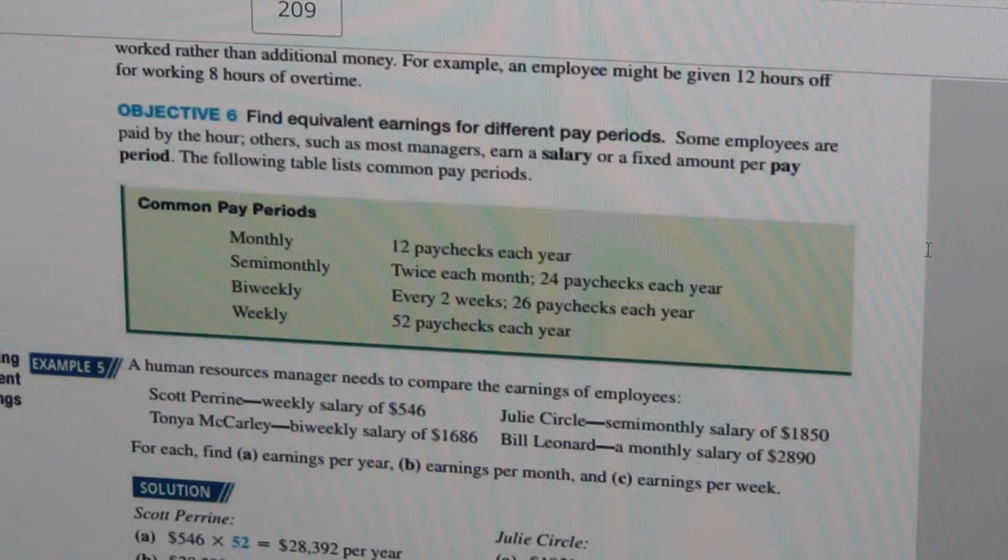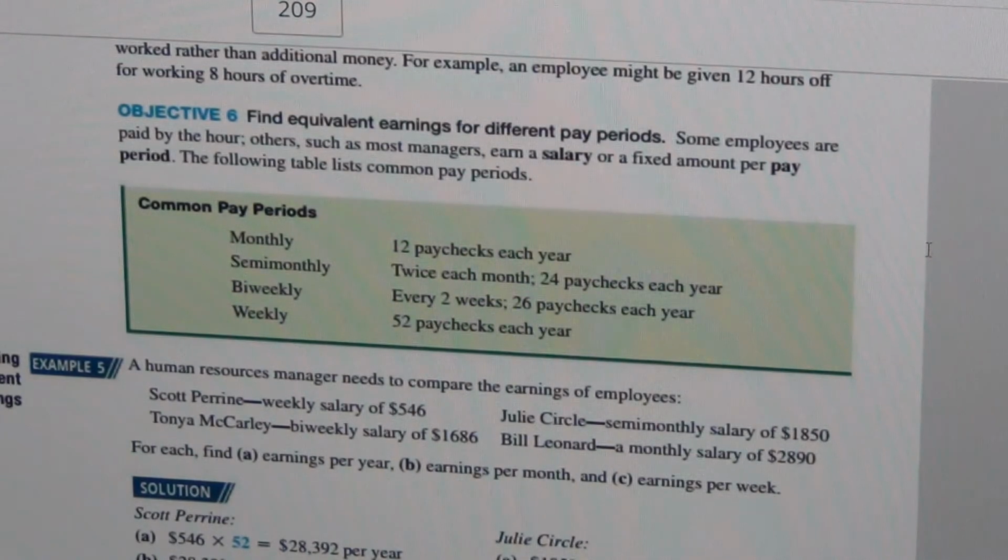Bi-weekly, you'll get paid every 2 weeks. Every 2 weeks means, since there are 52 weeks in a year but you're only paid every 2, you're going to divide 52 by 2. That means it's 26 paychecks you're going to get in a year. And if you're getting paid every week, then it's 52 weeks, or 52 checks in a year.